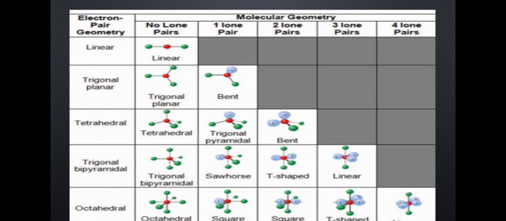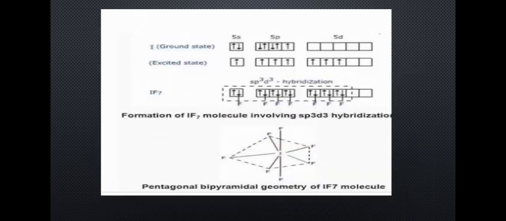As we are discussing the shapes and structures in this video, we must know the different types of arrangement. It can be linear if the central atom is surrounded by 2 atoms. It will be trigonal planar if surrounded by 3 atoms, or it can be tetrahedral, trigonal bipyramidal, octahedral, or pentagonal bipyramidal. Let us discuss the concept of hybridization taking an example of IF7.